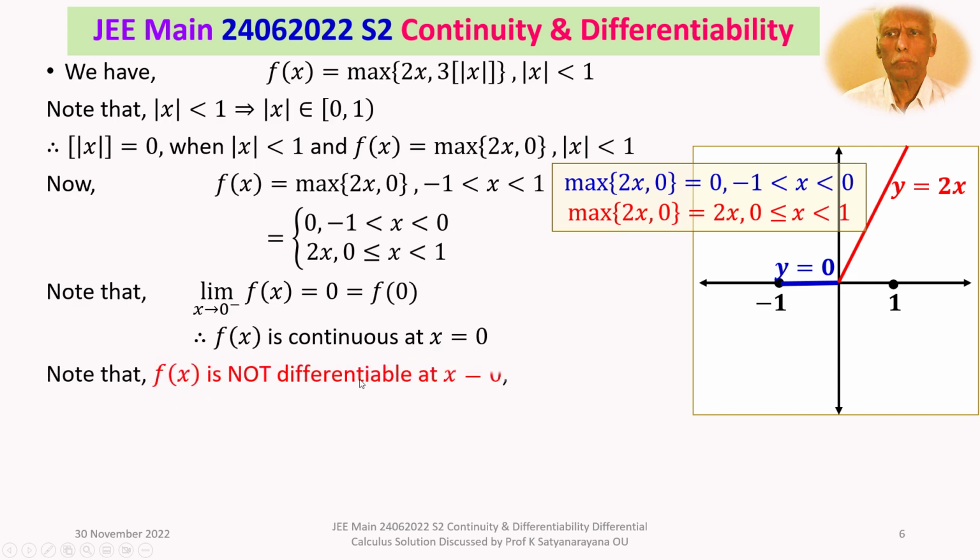Note that f(x) is not differentiable at x equals 0. Why? Because it has a corner at x equals 0. At corners, differentiability is lost. That means the curve is not smooth at x equals 0. So the graph of f(x) has a corner at x equals 0. With this reason, f(x) is not differentiable at x equals 0. And f(x) is continuous at x equals 0, but it is not differentiable at x equals 0. Now we proceed further.